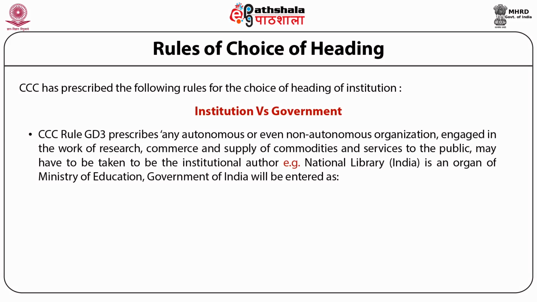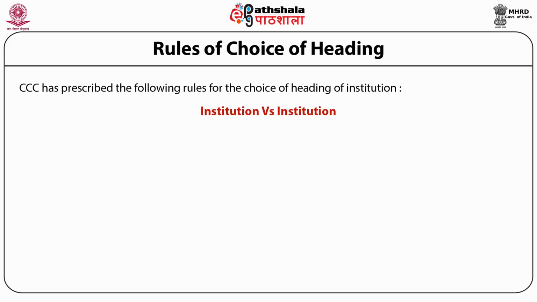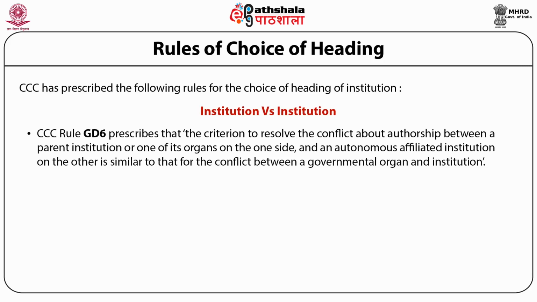Institution versus government. CCC rule number GD3 prescribes that any autonomous or even non-autonomous organization engaged in the work of research, commerce, and supply of commodities and services to the public may have to be taken to be the institutional author. As for example, the National Library, India is an organ of the Ministry of Education, Government of India, and it will be entered as Library in capital letters within brackets, National, dash, second bracket, India.